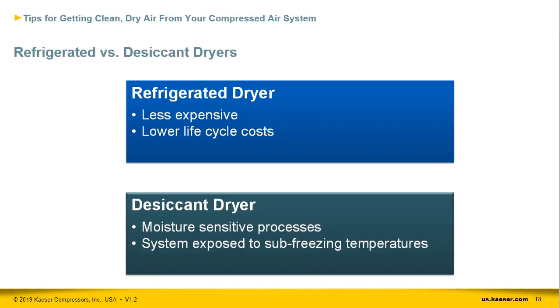So one common example of overtreating is going with a desiccant dryer when only a refrigerated dryer would be needed for an application. Refrigerated dryers are capable of handling the vast majority of applications, approximately 95% of what we see. They also cost less to buy and to operate in comparison with a desiccant dryer.